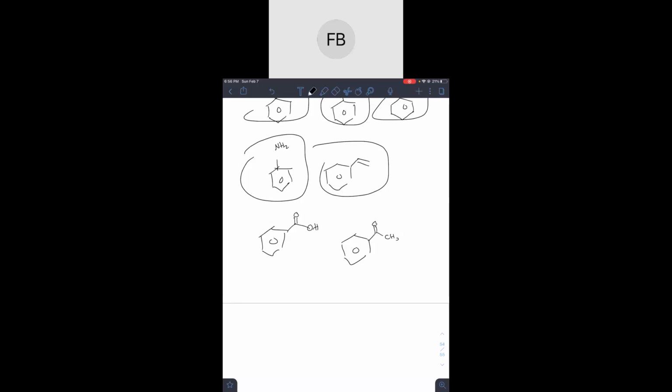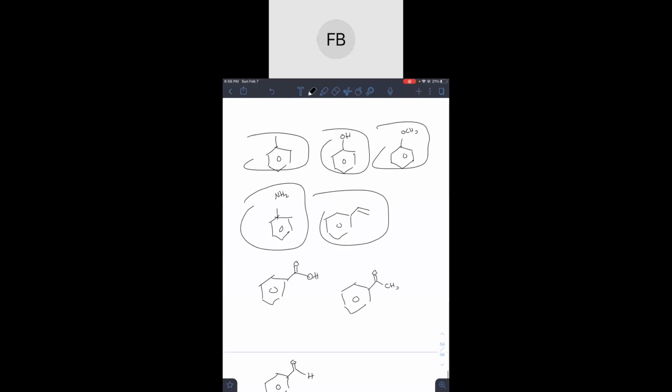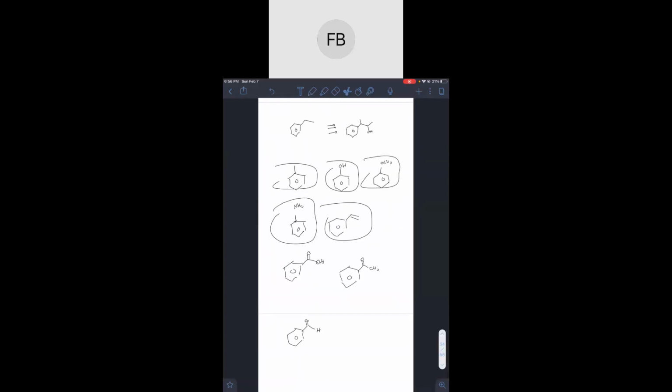Yes, this is acetophenone. Acetophenone, okay? And then finally, we have one more which we need to do. The other ketone one. What's that? Benzaldehyde. Good. Yeah, benzaldehyde. All right, good. So we've gone over all of them. Make sure that you know this. I'm going to erase all this. Let's get back to our retrosynthesis.